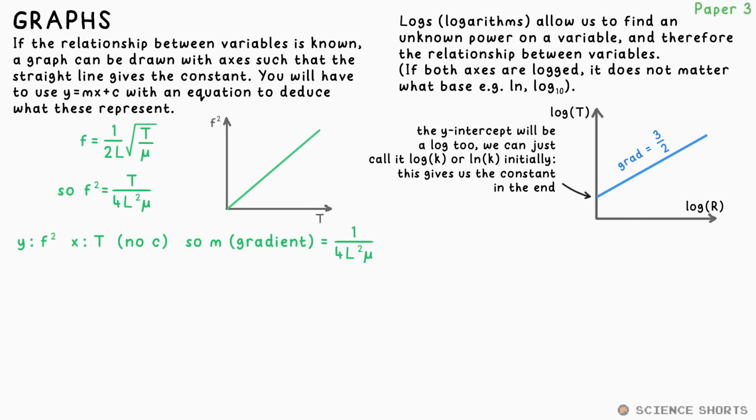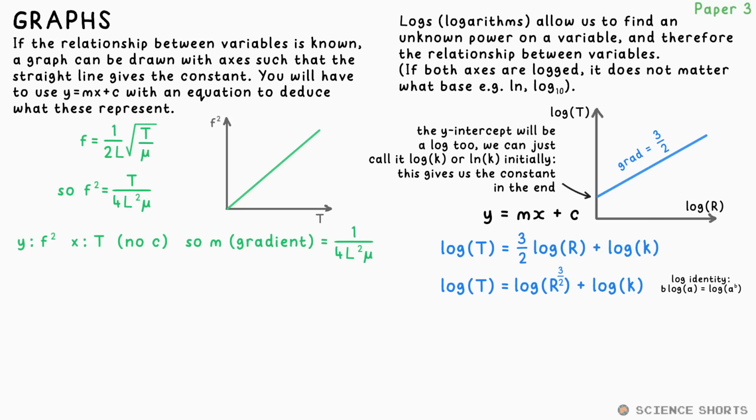The gradient is the important thing here. Usually this is what gives us the relationship. In this case, the gradient is 1.5 or 3 halves. The general straight line formula is y equals mx plus c, or in this case log T equals 3 halves log r, plus some constant which is our y-intercept. Let's call it log k.